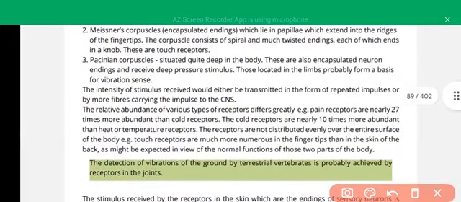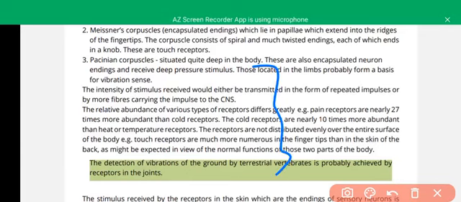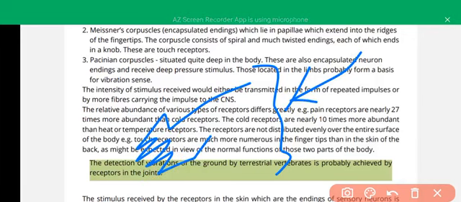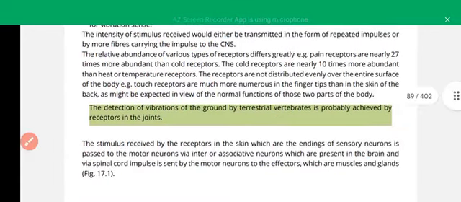There are more receptors for pain, 27% more than cold receptors, and cold receptors are even 10% more than heat receptors. Receptors are also distributed non-uniformly. Like at the back of the organism there are few touch receptors, and at the fingertips there are many touch receptors. Detection of ground vibration by terrestrial vertebrates is probably achieved by receptors in joints.